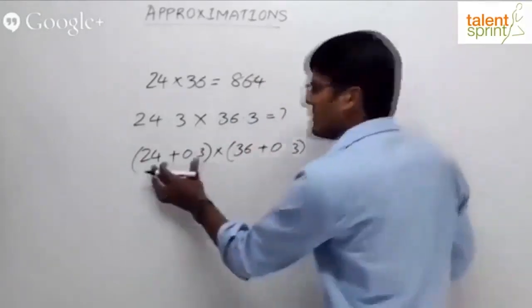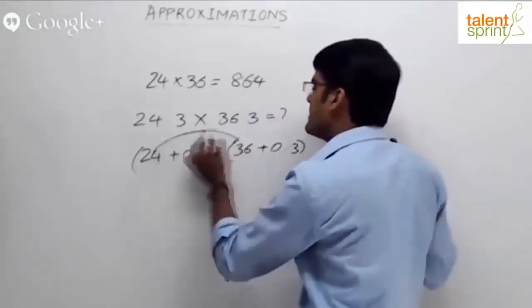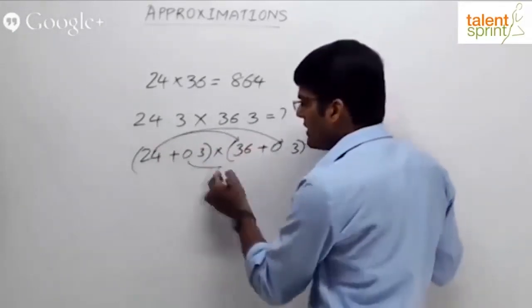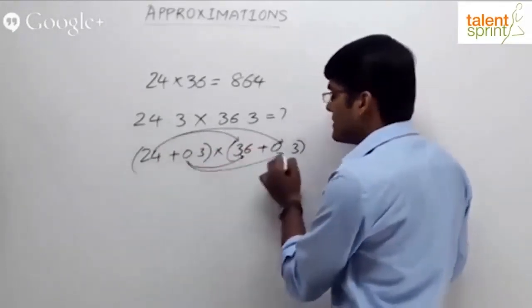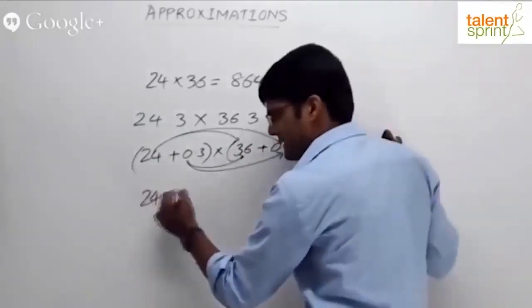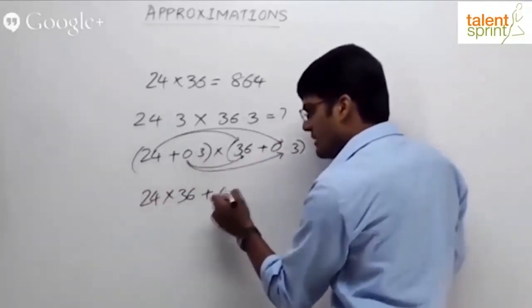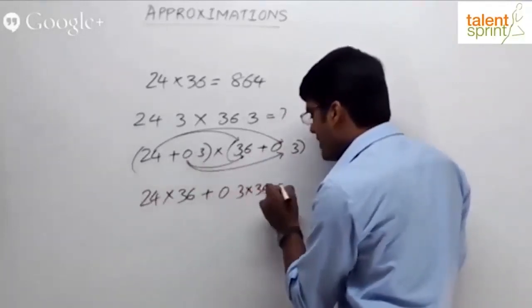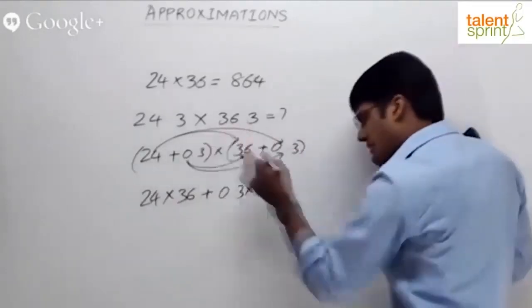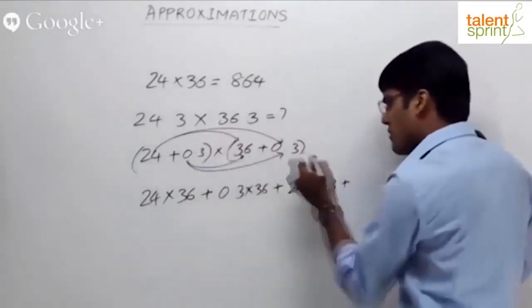what happens? A plus B into C plus D. So you know that each term must be multiplied. 24 must be multiplied with 36, 24 must be multiplied with 0.3, 0.3 must be multiplied with 36, and 0.3 must be multiplied with 0.3. So 24 into 36 is one step, plus 0.3 into 36 is the next part, plus 0.3 into 24, or 24 into 0.3, plus what is the fourth term? 0.3 into 0.3.